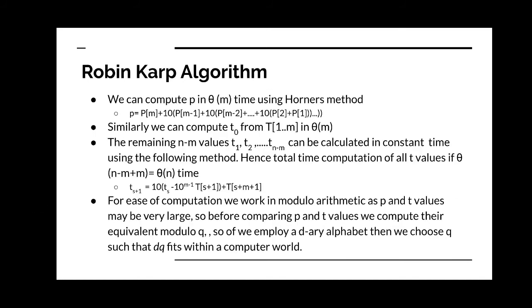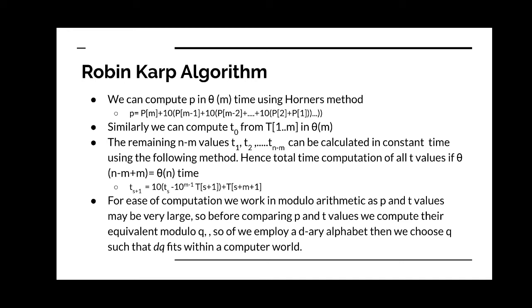We can easily compute the value p in theta of m time using Horner's method, which is given over here. p is equal to P[m] plus 10 times P[m minus 1] plus 10 times P[m minus 2], and so on. Similarly, we can compute t0 from T[1..m] in theta of m time. The remaining n minus m values can be computed in constant time each using the method outlined here, and the total computation time of all t values will be theta of n only.